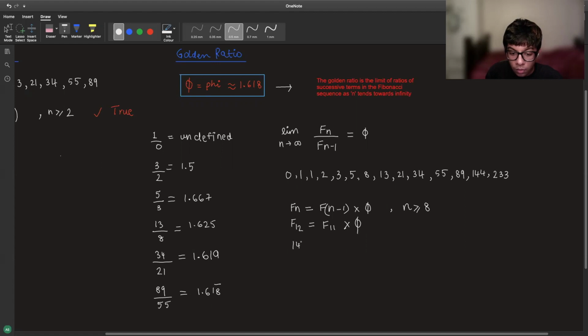So that's 144 equals f11, which is 89, times 1.618. So let's see, if you do 89 times 1.618, that gives us 144.002. So as we can see, the number is very, very close, but because 89 is not a very big number in the Fibonacci sequence, it will not give it completely exact, but it's still quite close. Rounded off to the nearest whole number, the answer is the same.